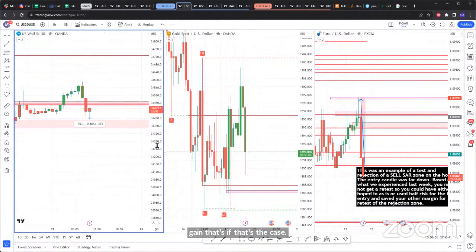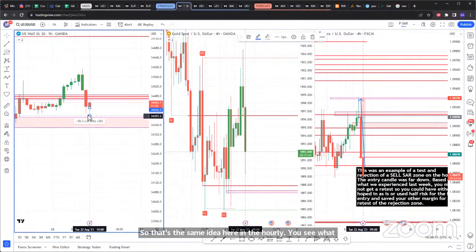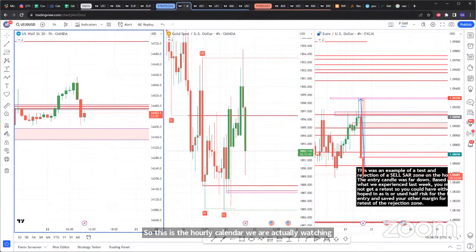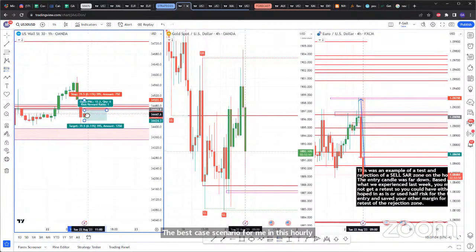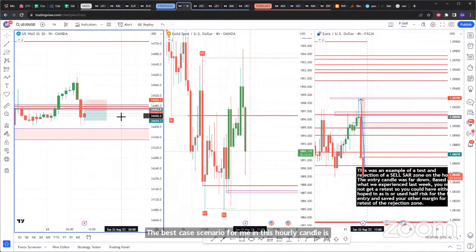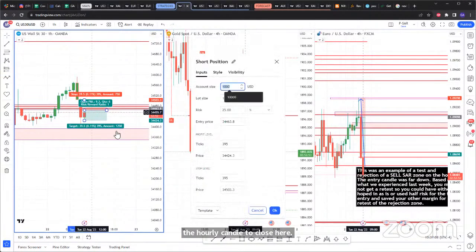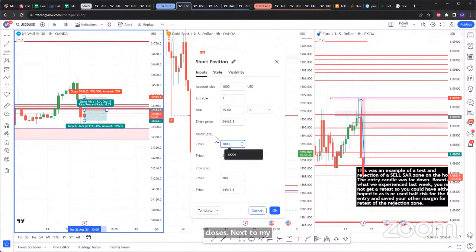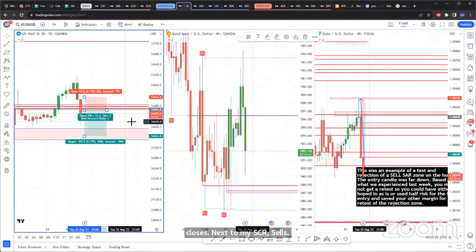So that's the same idea here in the hourly. You see what the hourly is doing right now. This is the hourly candle we're actually watching for, and I'm glad it started. The best case scenario for me in this hourly candle is for it to close here. I just needed to close below the SARs, and hopefully it closes next to my SAR sell area. That's the best case scenario.